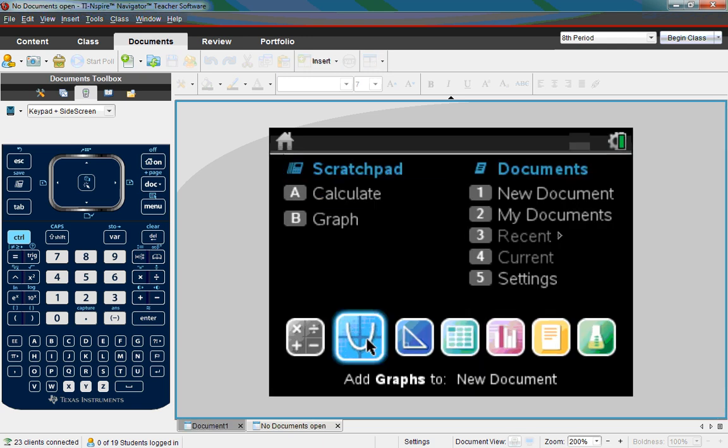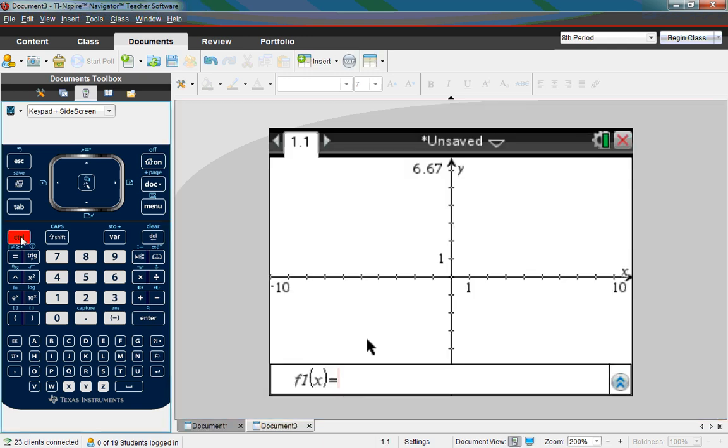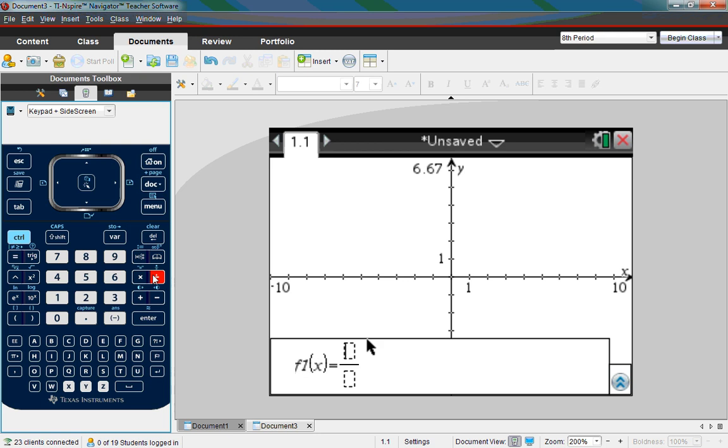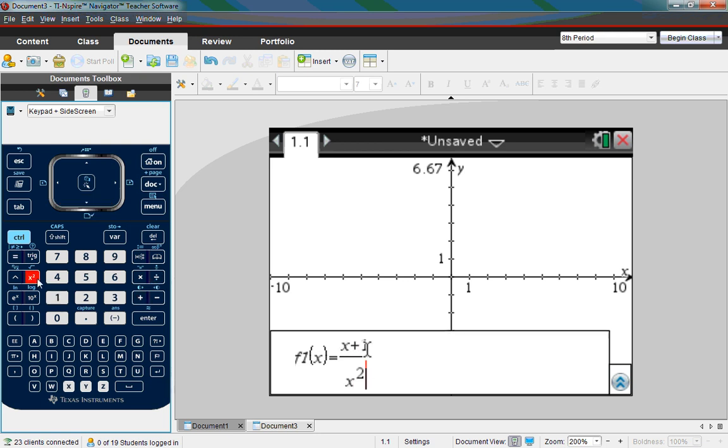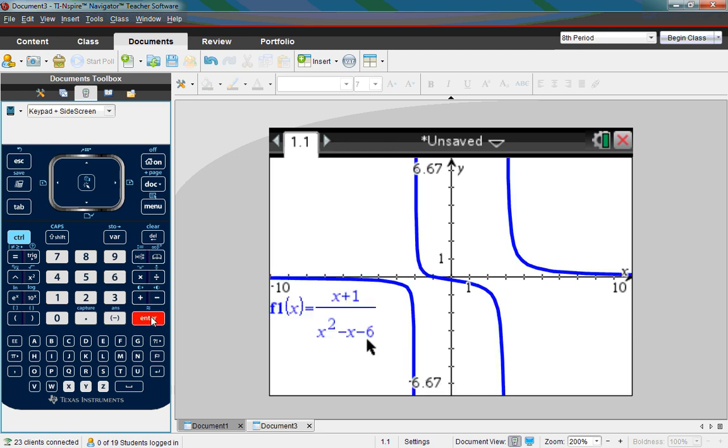So I want a graph page, and I'm going to graph x plus 1 over x squared minus x minus 6, and hit enter. That's what I got going on, right? So if that's what I have going on, I need to now get ordered pairs. So how do I get ordered pairs?